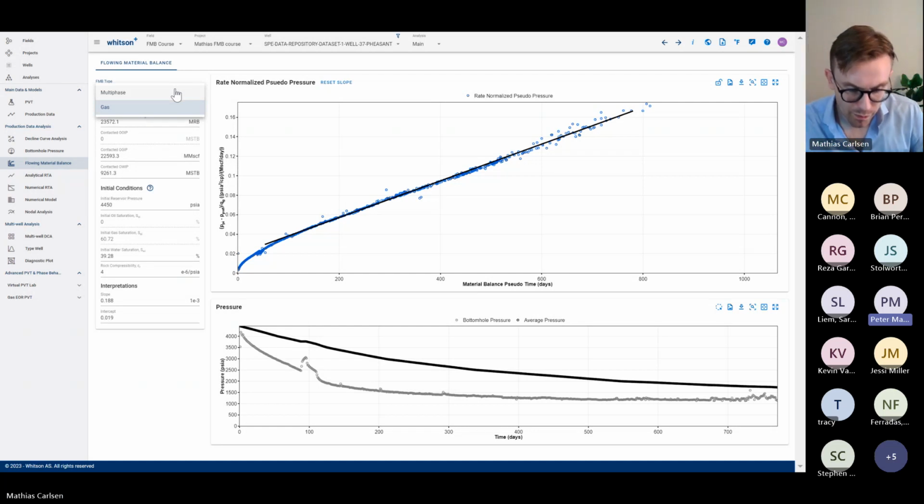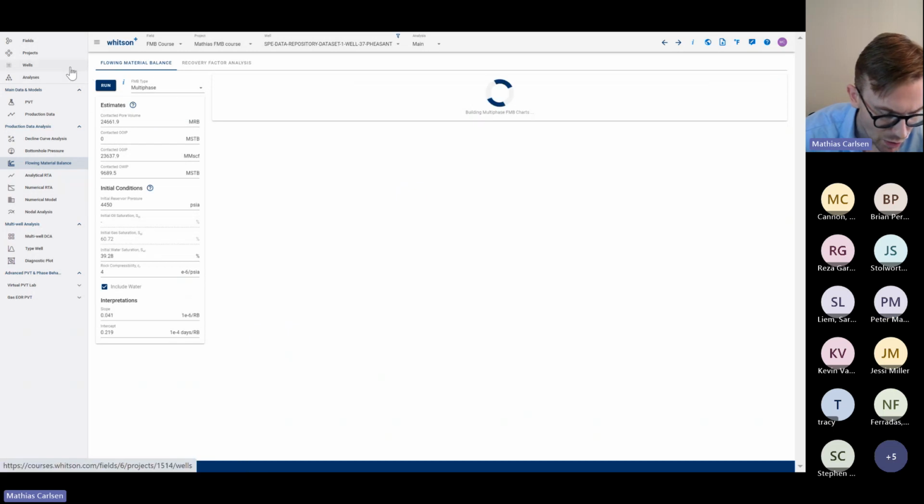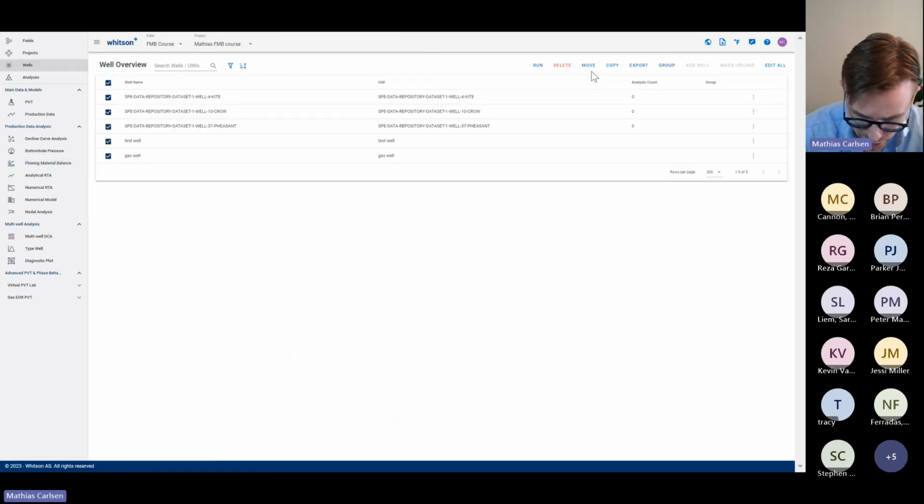So I guess in the software and the database, it saves as kind of two different analyses, right? Whether you're doing it multiphase or as gas flow material balance, one of these is not going to change the outputs of the other. Exactly. That's a great question.